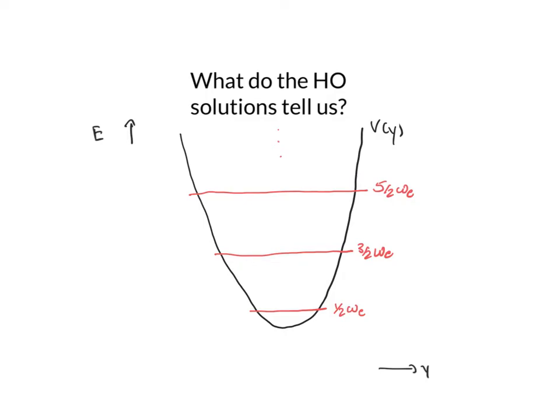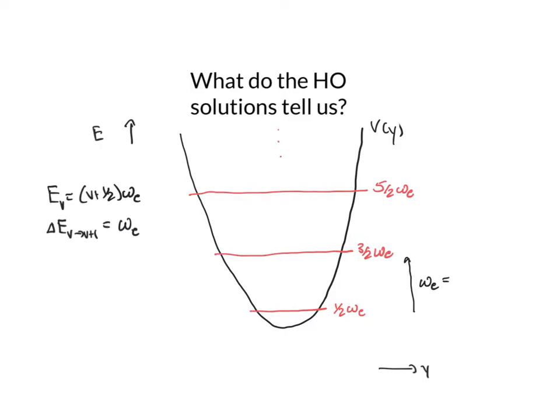Let's think about what the harmonic oscillator solutions tell us. So the first thing we know is that since the energy of any v level is v plus a half times omega sub e, we can see that the difference between any two adjacent energy levels is just going to be equal to omega sub e. And so to get from one energy level to the next, it's always a constant. It always involves going from one energy level, adding omega sub e of energy, and getting up to the other energy level. So this difference is always omega sub e.